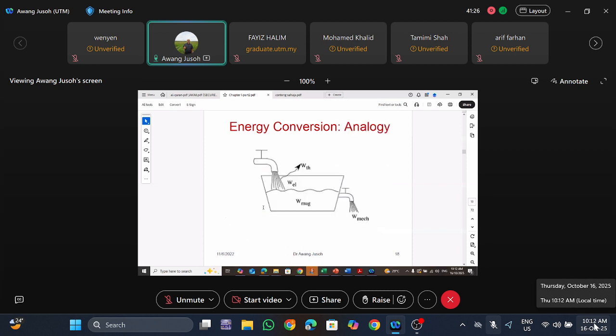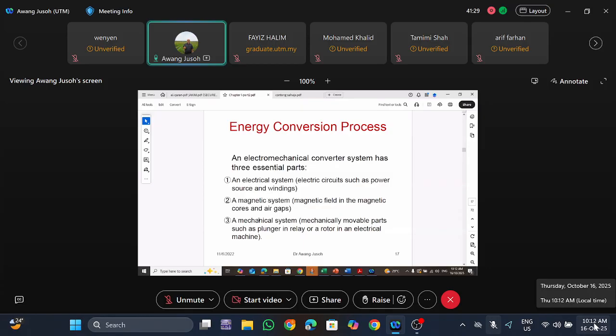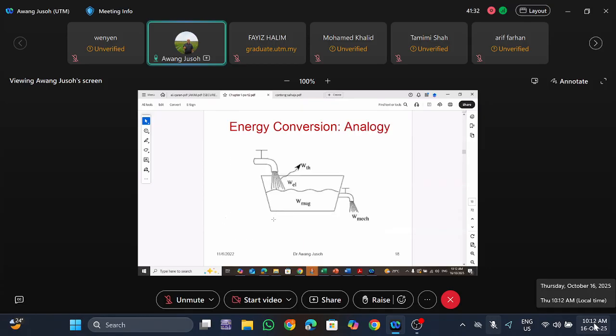We can do an analogy based on this statement. For example, we have a water tap here. Before the water here is transferred to the other water tap, we need to store it first. This is like electrical energy, which needs to be stored in the form of a magnetic field before we can get mechanical energy. So this is like a buffer. Before we can change electrical to mechanical, we need to first store the energy, converted to magnetic, then we can get mechanical energy.